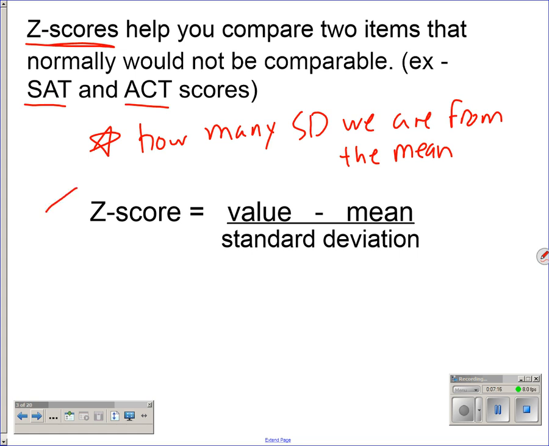Okay? But for now, I need you to understand that a z-score is the value that we have in a data set, subtract a mean, divided by a standard deviation. That'll tell us how many standard deviations we are away from the mean. All right? So any questions on this?